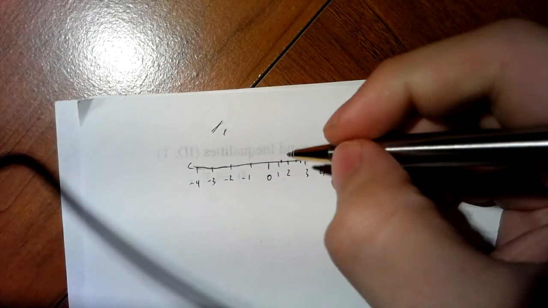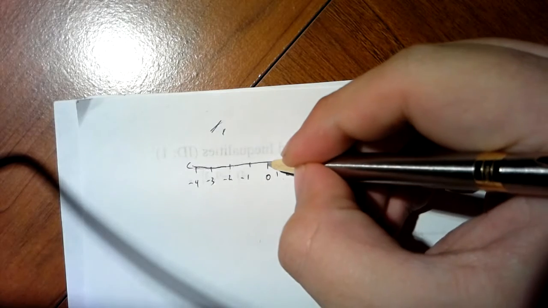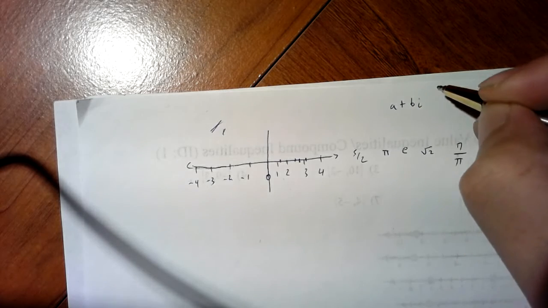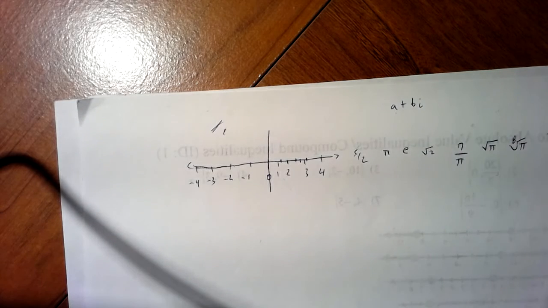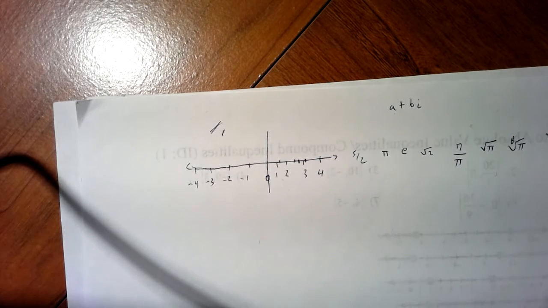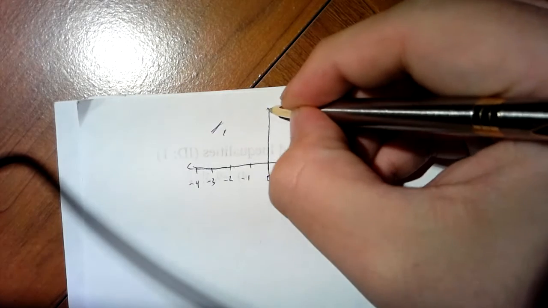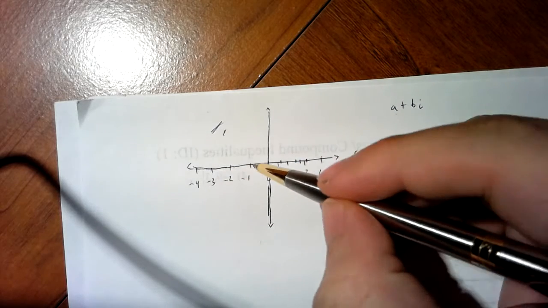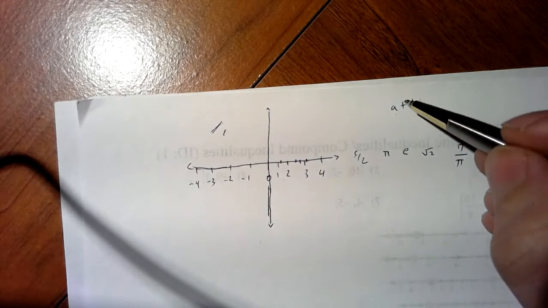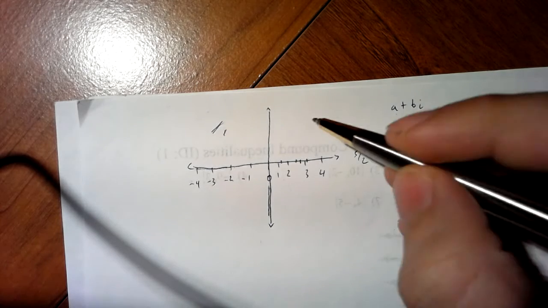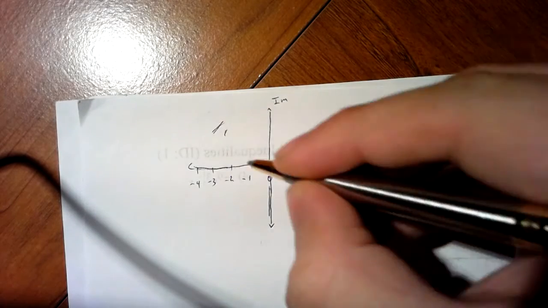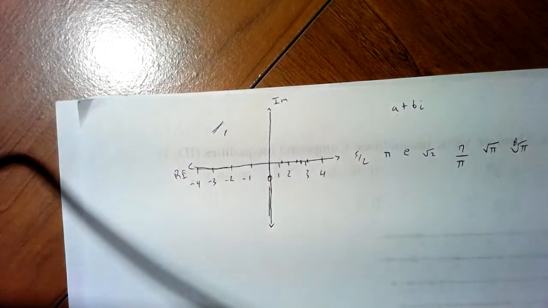Well, complex numbers are numbers of the form a plus bi, where a and b are real numbers, and i represents the imaginary unit. So complex numbers can be represented on a plane. See, real numbers you can represent on a line, but to represent general complex numbers, you need to have a plane. And we call this the imaginary axis, and we call this other one the real axis.